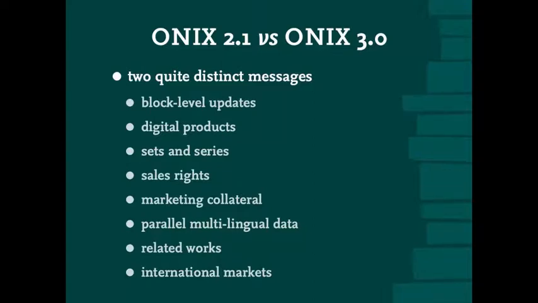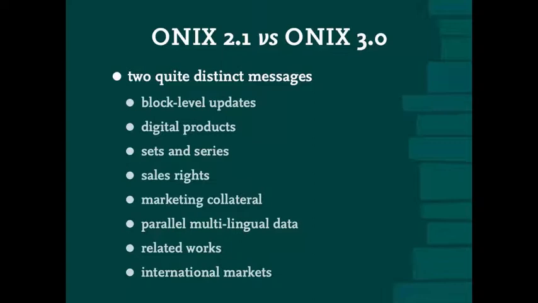Every time something changes in your metadata about a particular book, with ONIX 2.1, you need to send all the data about that book all over again to update it. So to update one thing, like the spelling of the author's name, you need to send all your information about that book. In ONIX 3, that's no longer true, and block level updates allow you to send just a small part of the data. If only one thing changes, then you send just a small part of the data.